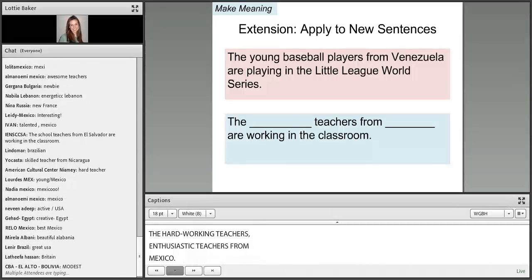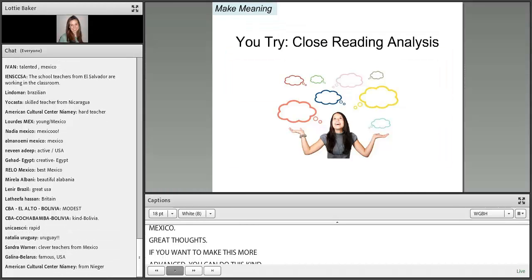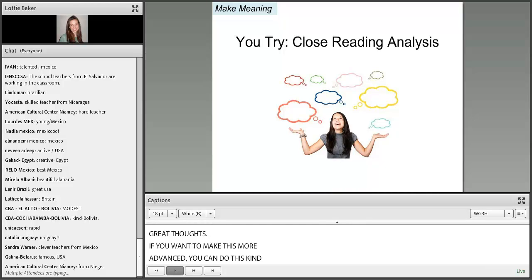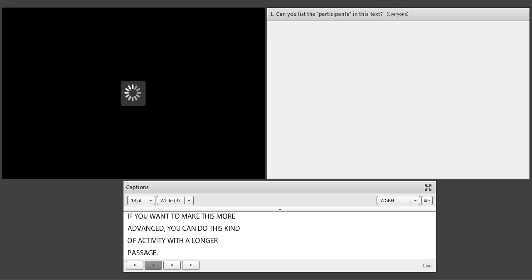If you want to make this even more advanced, you can do this kind of activity with a longer passage. I'll show you an example. Can we go to the polls?